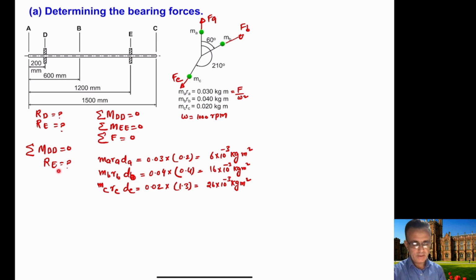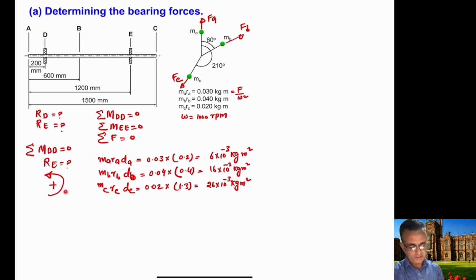But before doing this, I will explain one more point, which is again very important. The point here is that if we take these moments as positive.